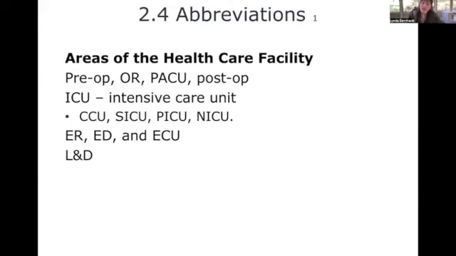Areas of the healthcare facility. We've got a lot of acronyms here, so knowing what they mean helps, because you will get used to just blurting it out, but until you have ever been to, we'll use NICU as an example. If you've been to a NICU, you know what a NICU is. If you haven't, you don't know that means the neonatal intensive care unit.